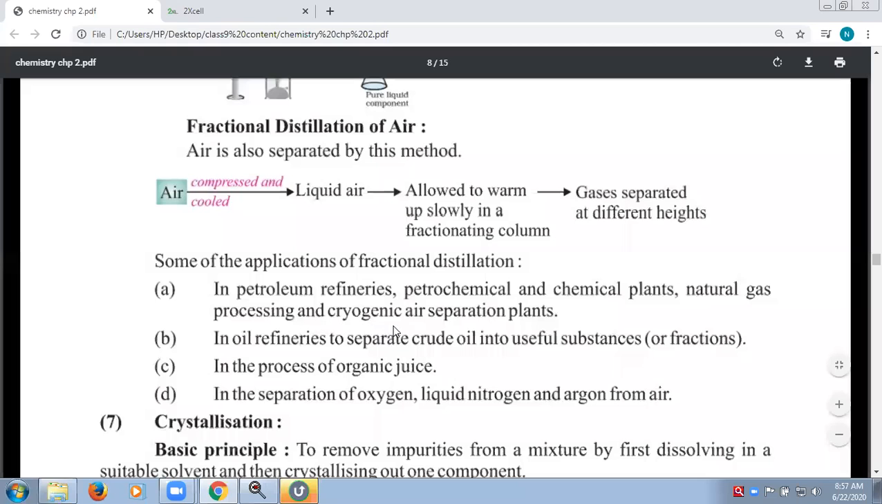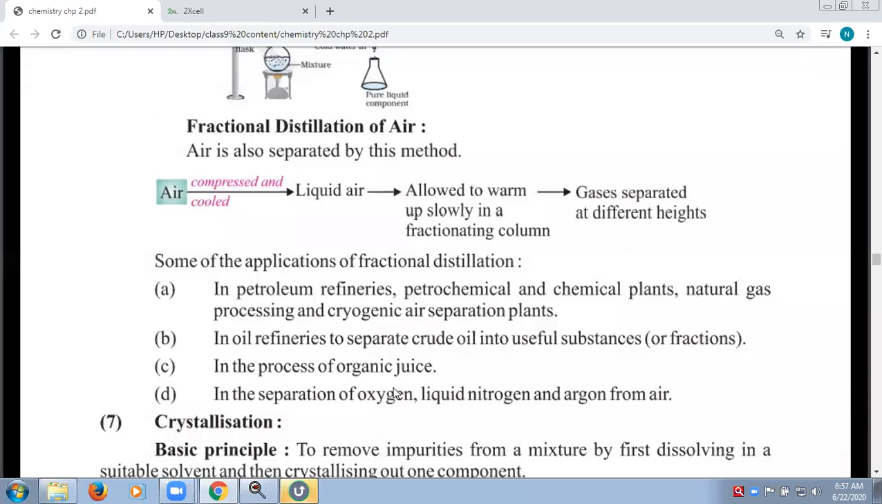Clear? The different applications of this process are in petroleum refineries, petrochemical and chemical plants, natural gas processing, and cryogenic air separation plants. Oil refineries, in the process of making orange juice also, and in the process of separating liquid oxygen, liquid nitrogen, and noble gases like argon from air.